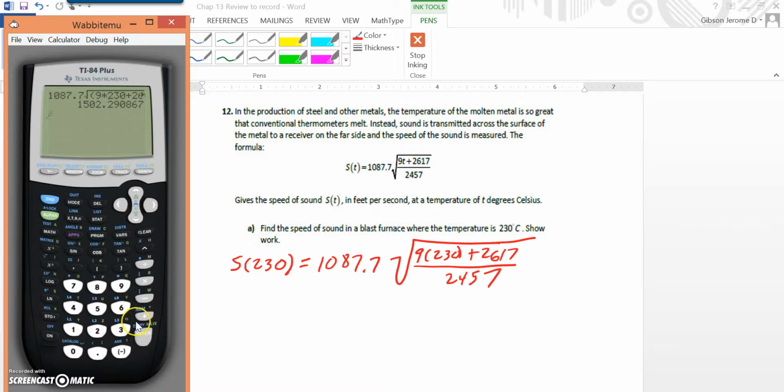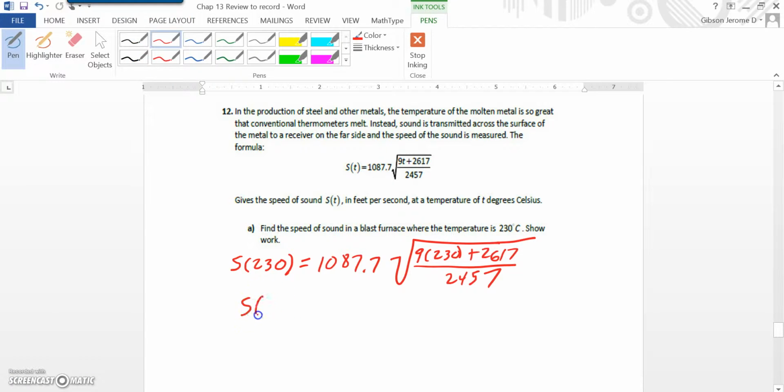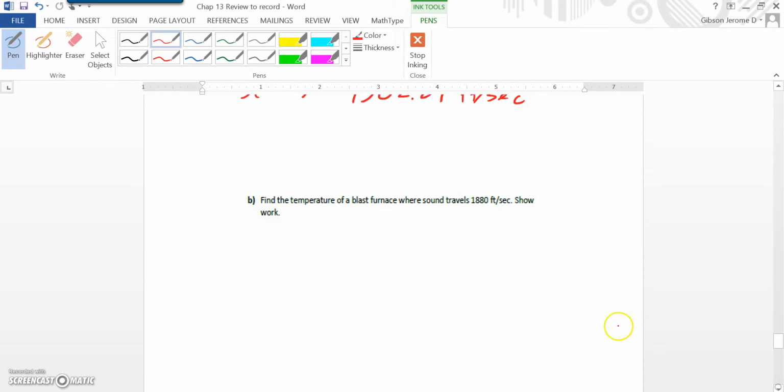Now we press enter. So now our final answer will be S of 230, and it'll be approximately 1,502.29 when we round it, and it'll be feet per second. And that is our final answer for A. Now, we scroll on to the next problem.